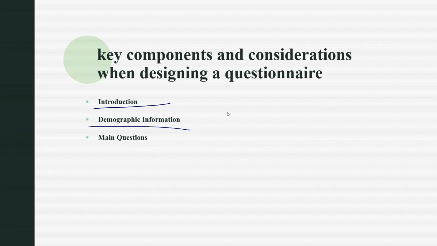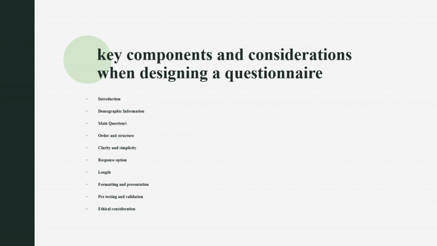And then comes our main questions. The main body of the questionnaire consists of the questions to gather data on the research topic, and these questions should be clear, concise, and relevant to your research objective. Questions may be open ended, allowing the respondent to provide a free text response, or they could be close ended questions, which provide a set of predefined response options. Close ended questions may include multiple choice, Likert scales, or rating scale formats as well. Then we have order and structure.